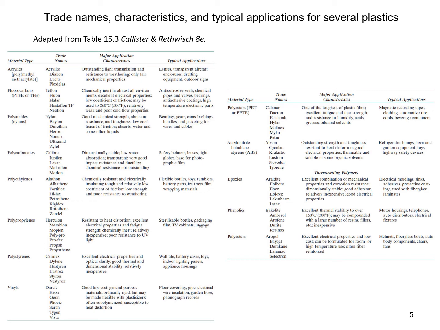For phenolics, also known as bakelite, it has excellent thermal stability to more than 150 degrees C and may be compounded with a large number of resins and fillers, and therefore they are inexpensive. Therefore, they are used for motor housings, telephones, auto distributors, and electrical fixtures. Lastly, for the polyester from the thermosetting polymers, we are looking at Laminac and Aeropol as trade names. They have excellent electrical properties and low cost. They can be formulated for room or high temperature use and are often fiber reinforced. So they find applications for helmets, fiberglass boats, auto body components, chairs, and fans.